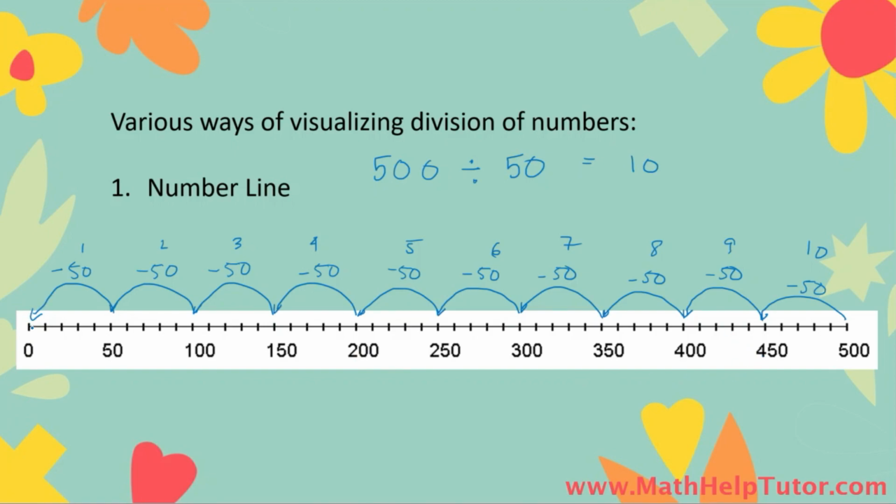Now what we're going to do is find out how long each of these segments is. So from 0 to 50, we have 5 lines. So this must be 10, 20, 30, 40, 50. So each of these segments should be 10 numbers long. And there we have it. Using another way of visualizing division, we have found the answer to 500 divided by 50, which is 10.